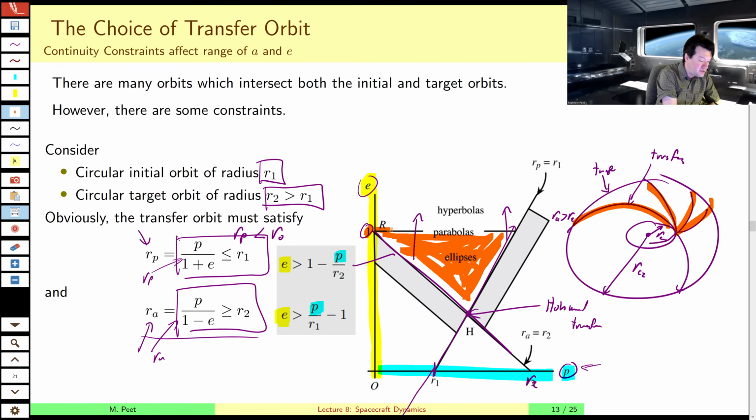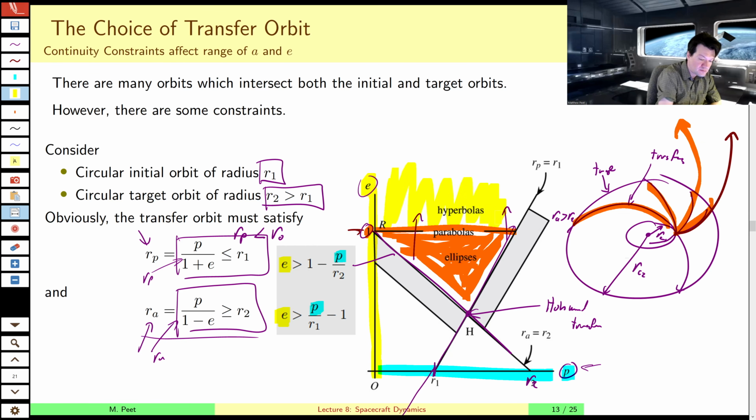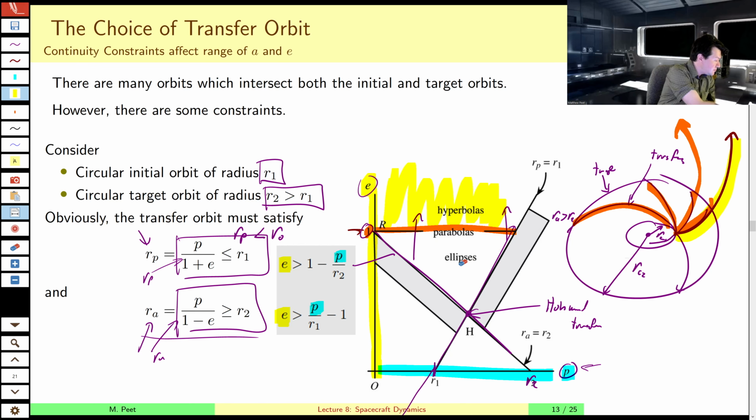At some point we can get parabolic transfers. These are probably like that, parabolic. And then at some point we'll get hyperbolic transfers when we increase our eccentricity beyond the threshold of 1. So that's up here. Maybe that's that one, that's the parabolic. And then the ellipses, these are the ellipses. So again, lots of choices of our transfer orbit.